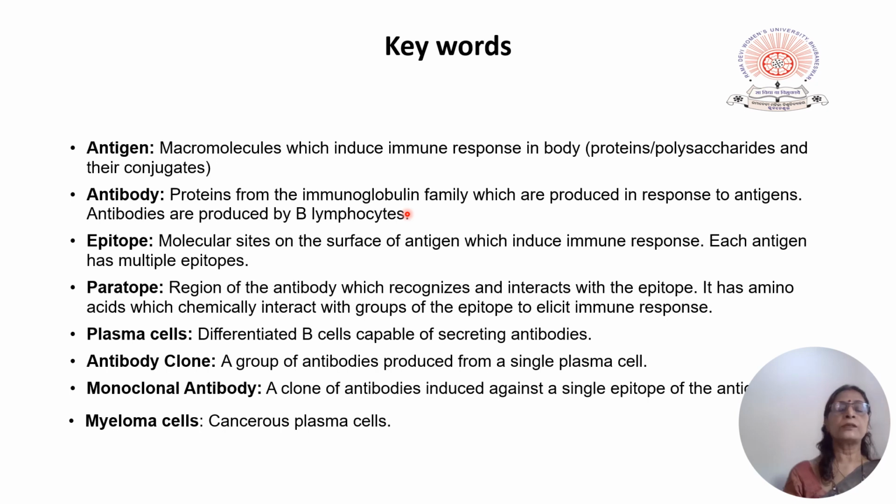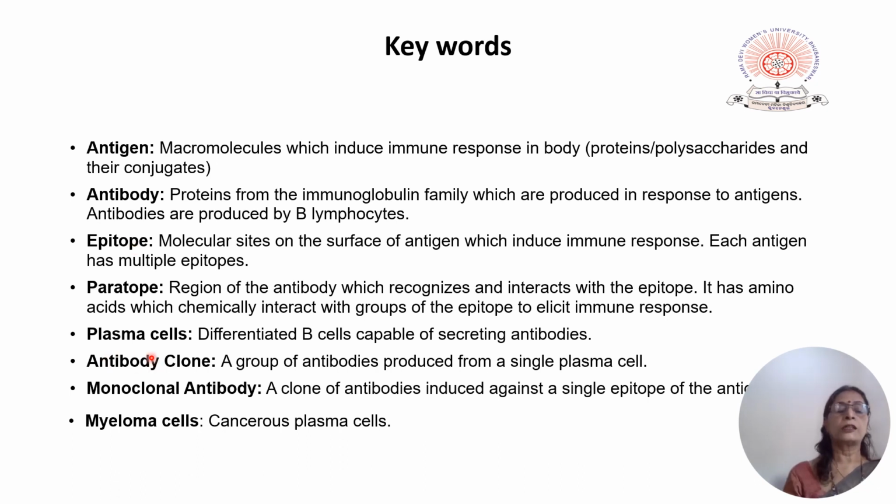When the antigen enters into the body, then the immune system gets triggered and antibodies are produced. There are 5 classes of antibodies depending upon their structure. Epitopes are molecular sites which are present on the antigen. Multiple epitopes are always present, and multiple epitopes induce the formation of multiple types of antibodies. Paratope is the region on the antibody that interacts with the epitope on the surface of the antigen.